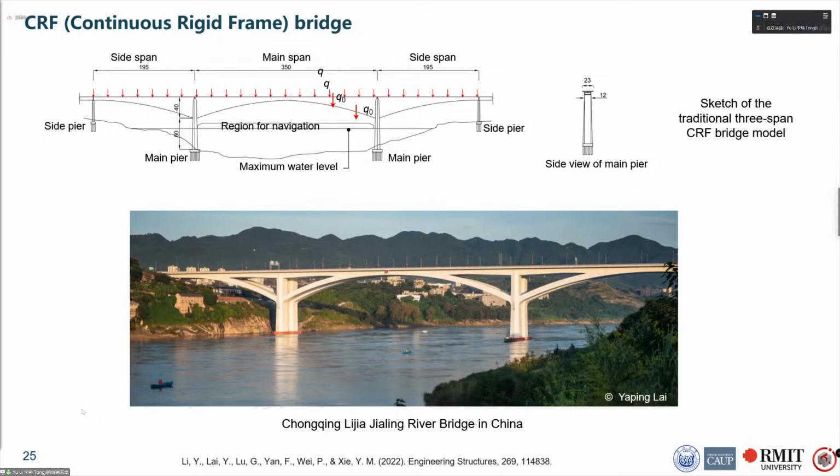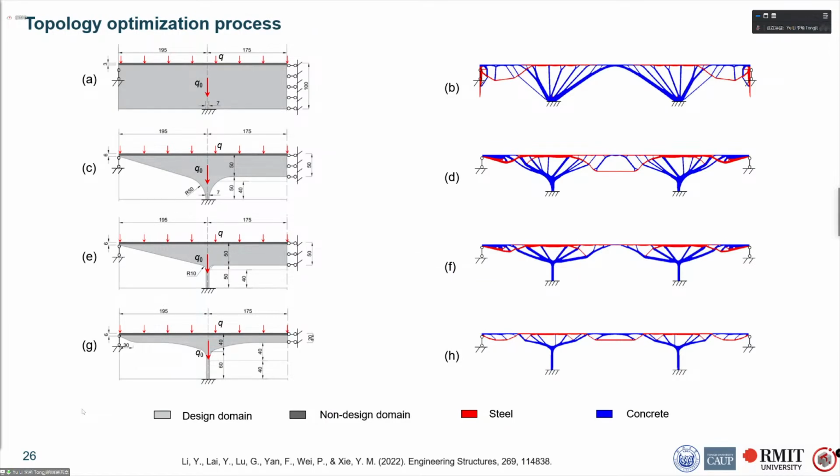The CRF bridge, or continuous rigid frame bridge, is a common bridge type, but the stiffness of a CRF bridge is hard to satisfy when the bridge spans more than 300 meters. So we set a 3-span CRF bridge as the design domain and try to find a more efficient structural form. By refining the design domain step by step, we made the structure increasingly slender and more similar to a real CRF bridge.